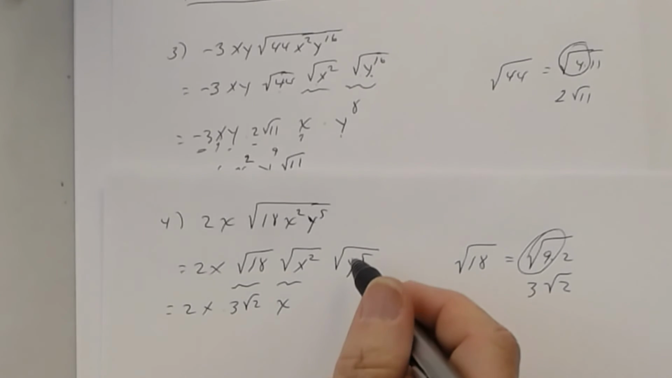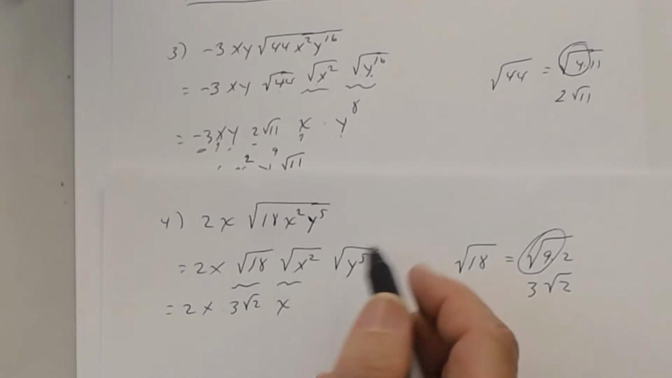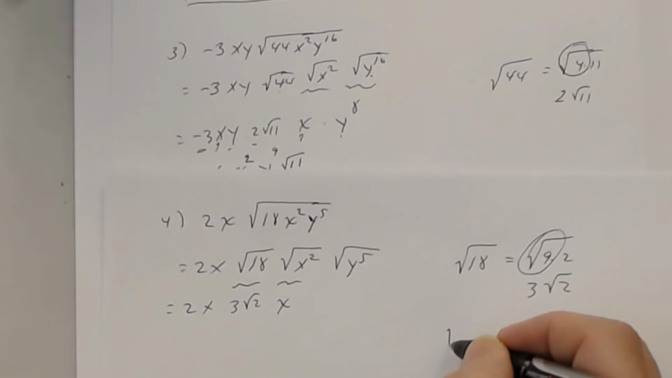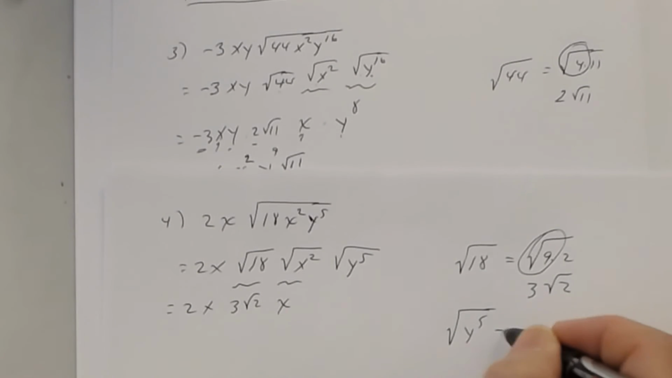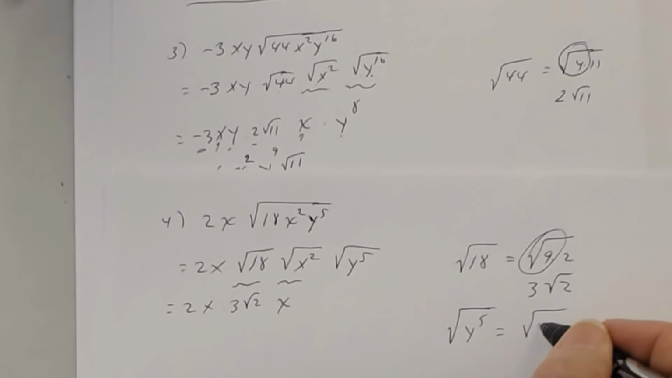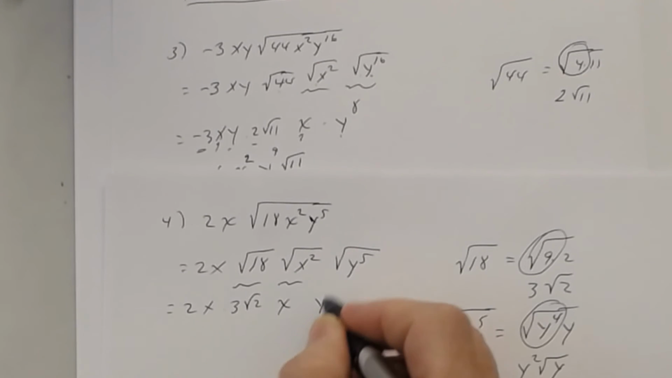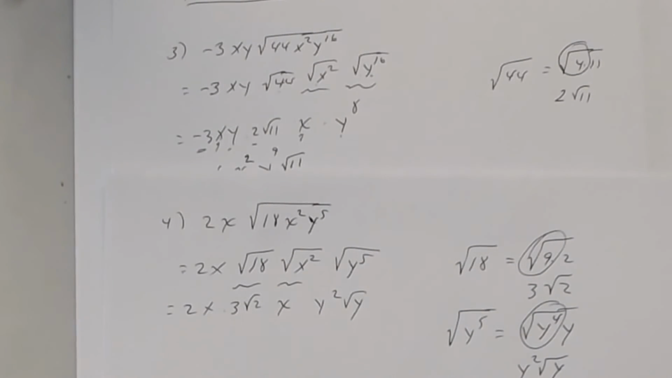All right, now the square root of y to the 5th is not as easy because 5 is not divisible by 2. So we have to simplify that. So the square root of y to the 5th, always use the largest exponent. So how can I rewrite y to the 5th? Y to the 4th times y. And what's the square root of y to the 4th? So you get y squared, square root of y. So that's where I'm at. One more step and you're done.